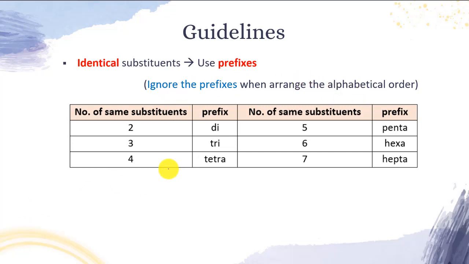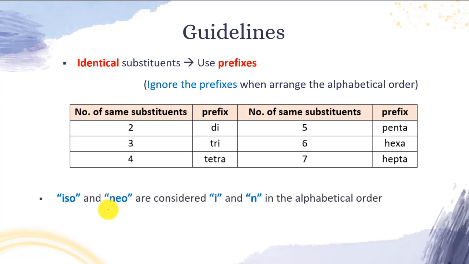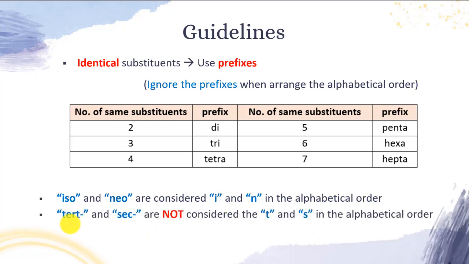So all these prefixes, you are going to ignore the letters when you arrange the alphabet. That means we are not going to consider the D, the T, the T. For example, which will be considered in alphabetical order: if you have the term iso, isopropyl, isobutyl, and so on, the letter I will be considered. For neo, the letter N will be considered in your alphabetical order. But for tert and sec, tertiary and secondary, the T and S are not considered in alphabetical order, including these prefixes. So prefixes and also the positions of the carbon are not considered.